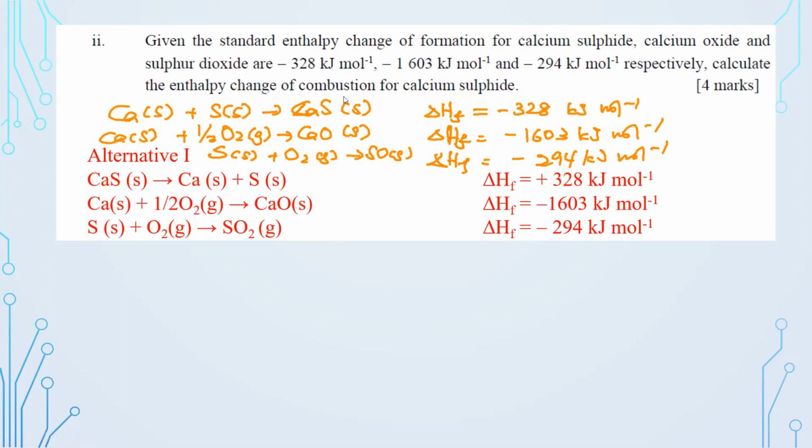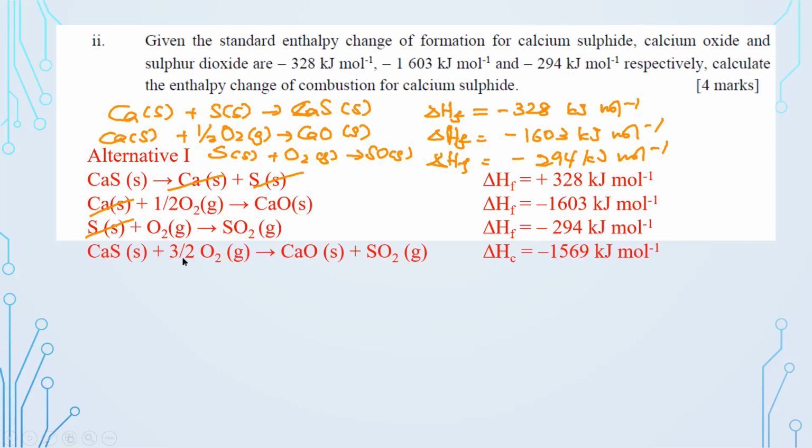So you can start to cancel between things already. So what can you cancel? You can cancel, let's say, calcium and calcium cancel, sulfur and sulfur cancel. Okay, so as the overall result, you will get calcium sulfide plus 3/2 O2 gives calcium oxide plus sulfur dioxide, and enthalpy change of the combustion is negative 1569. So usually I would advise students to use Hess law to solve. It is the best method to score in the structured and essay questions.